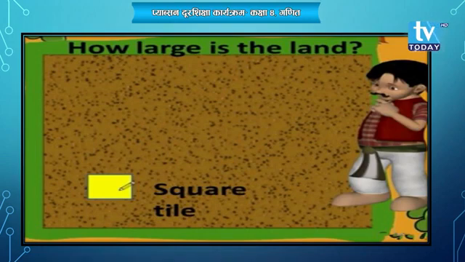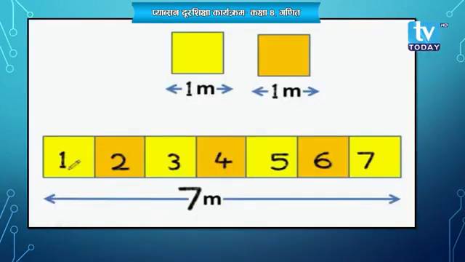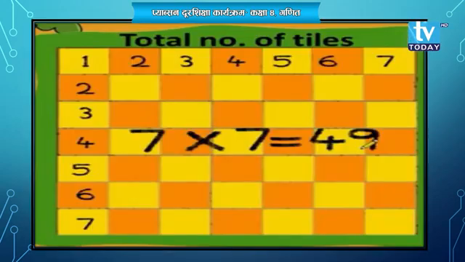Another thing, see, there is one square tile, right? He fixed that one square tile in his land, and he started to fix square tiles all over. See there, he put 1, 2, 3, 4, 5, 6, 7. Up to 7 tiles he has kept, and the land is over there. Have you seen? Okay.